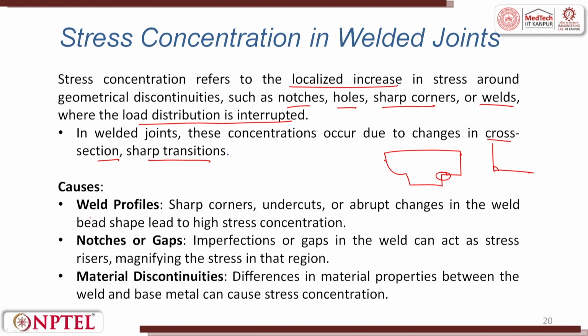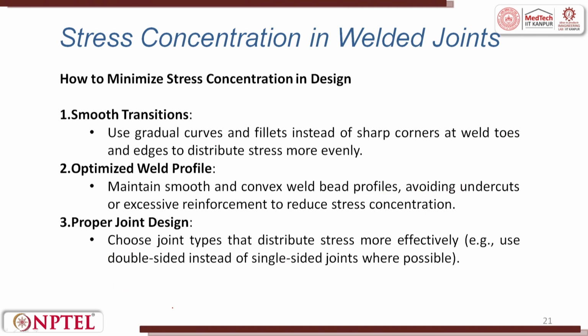The causes are weld profiles, notches or gaps, material discontinuities. Sharp corners, undercuts or abrupt changes in the weld bead shape lead to high stress concentration. Notches or gaps, imperfections or gaps in the weld can act as stress raisers, magnifying the stress in that region. Material discontinuities, that is differences in the material properties between the weld and the base metal, can cause stress concentration. These are all due to imperfections in the weld. How to minimize stress concentration?